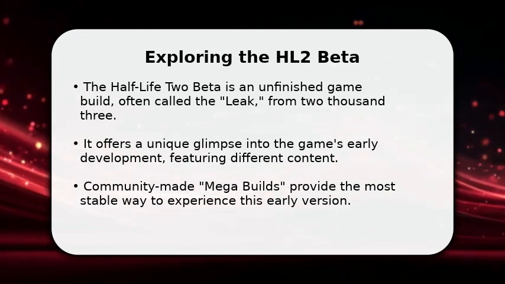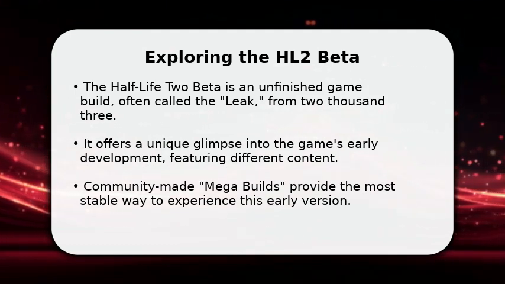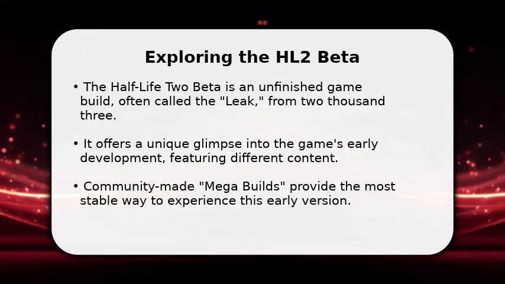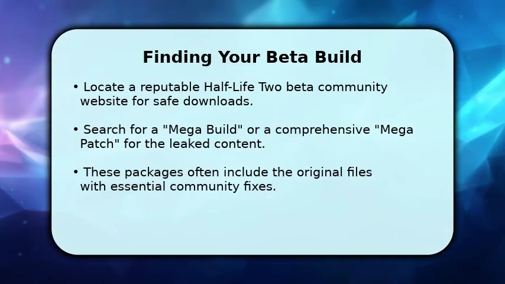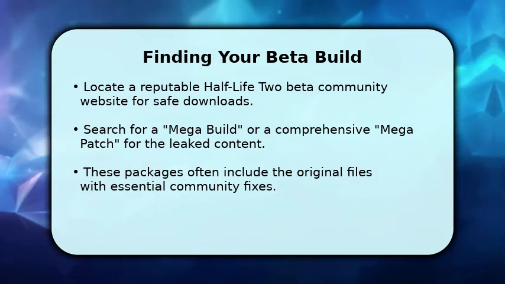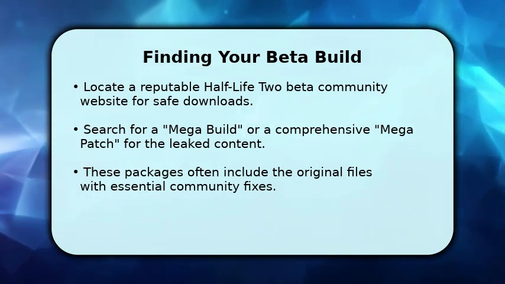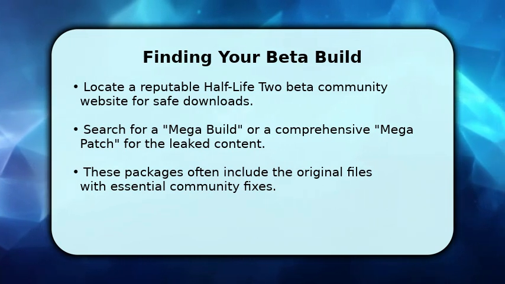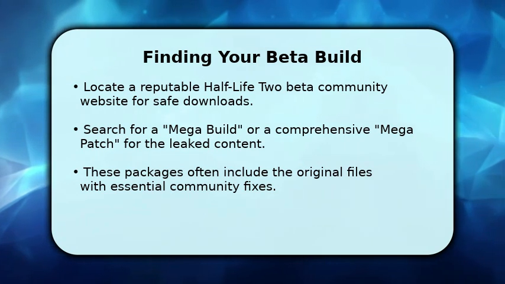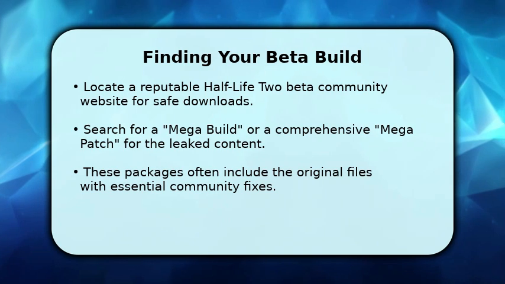To experience this historical piece of gaming, the most accessible and stable method involves using community-curated mega builds that have fixed many original issues. To begin, you'll need to find the necessary files. The best approach is to visit dedicated Half-Life 2 beta community websites. Look for a mega build or a mega patch download. These are carefully assembled by fans, combining the original leaked files with crucial fixes and improvements, ensuring a much smoother experience than the raw, unpatched leak.